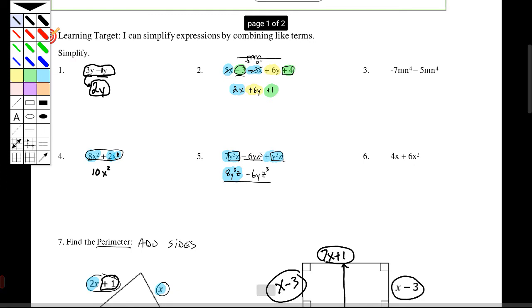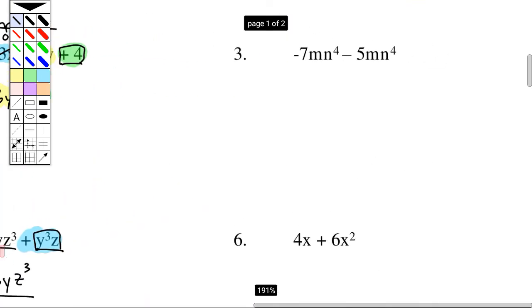Oh, looks like I skipped a couple. So why don't you pause the video and work on 3 and 6, see if you can do it on your own, and then unpause and make sure you got it right.